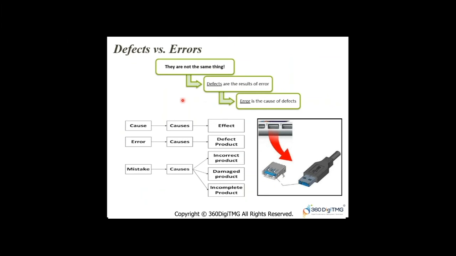Even before we discuss more about mistake proofing concepts, let us understand what is a defect and what is an error. Are they both the same? Oh no, they are not the same. Defects are the results of the error which you make, and the error is going to cause defects, right? Cause causes the effect: error causes a defective product, and a mistake causes an incorrect, damaged, or incomplete product. How do I get rid of that?